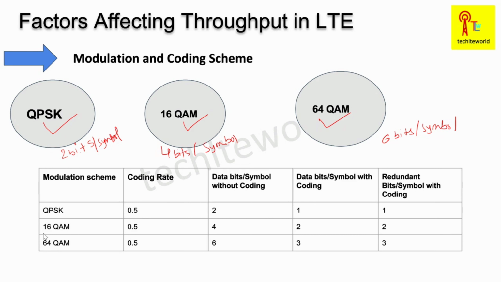If we see the example of 16 QAM, the coding rate of 16 QAM is 0.5, which means that if you haven't done the coding, the data bits per symbol is 4 bits only. But if coding is involved, the data bits per symbol transmitted will be 2, and the other remaining 2 bits will be redundant. In the same way, we can calculate for QPSK and 64 QAM as well.